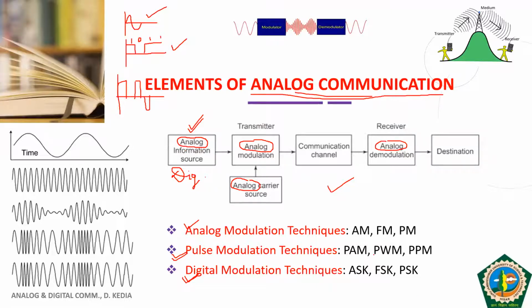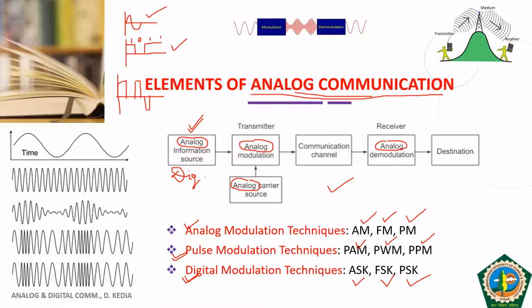Just for your reference sake, I have categorized various modulation techniques. In analog modulation techniques, we have amplitude modulation, frequency modulation, and phase modulation. So AM, FM, PM, these are under the category analog modulation technique. In pulse modulation, we have PAM, that is pulse amplitude modulation, pulse width modulation, and pulse position modulation.